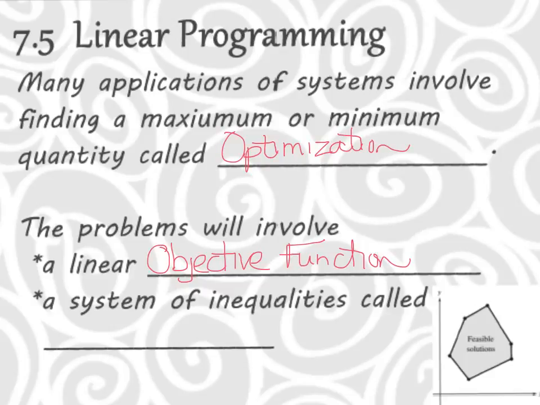Also, along with that, we are going to have a system of inequalities called our constraints. There's going to be more than one, it's a system, probably 3 or 4 different inequalities. As you shade your inequalities, it creates an enclosed polygon, and that's our feasible solutions, meaning anything in that shaded area is a feasible solution for our objective function.